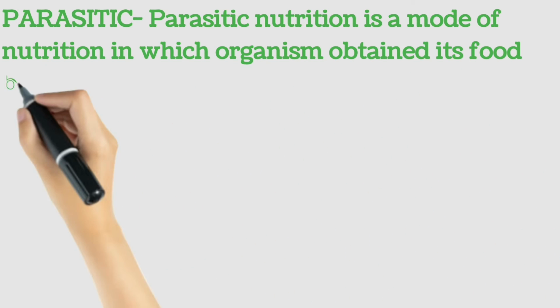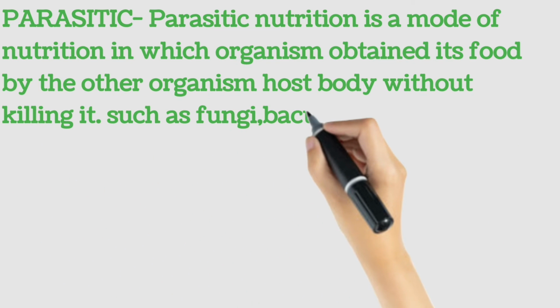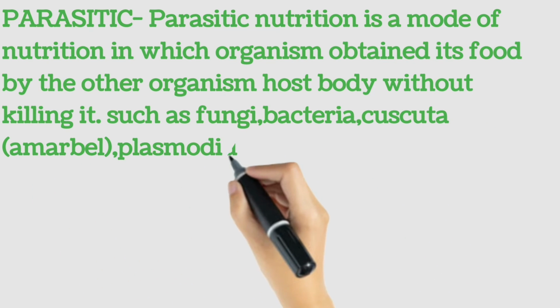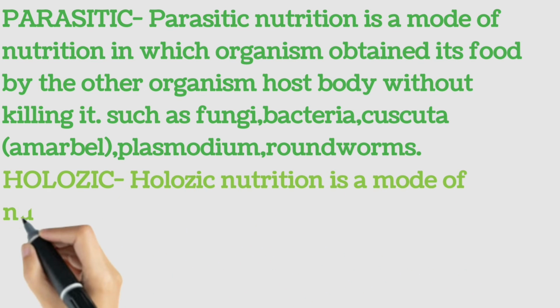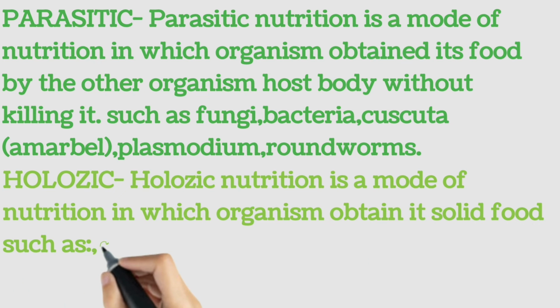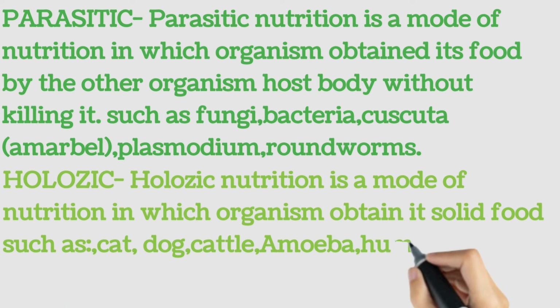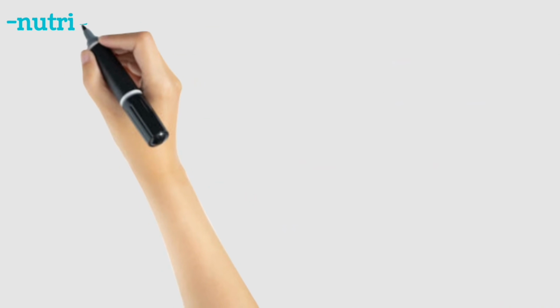Parasitic nutrition is a mode of nutrition in which organisms obtain food from the body of another organism, the host, without killing it, such as fungi, bacteria, cuscuta, amarbel, roundworm. Holozoic nutrition is a mode of nutrition in which organisms obtain solid food, such as cat, dog, cattle, amoeba, human.